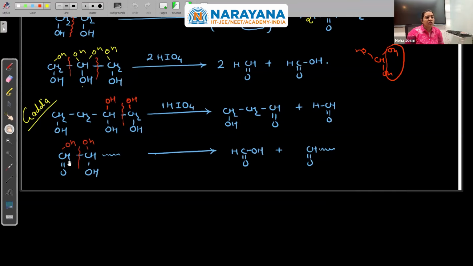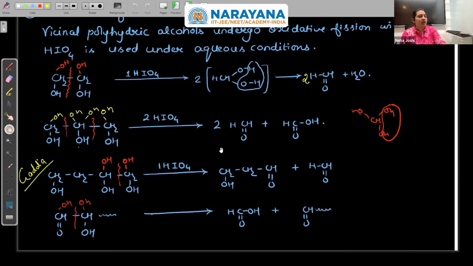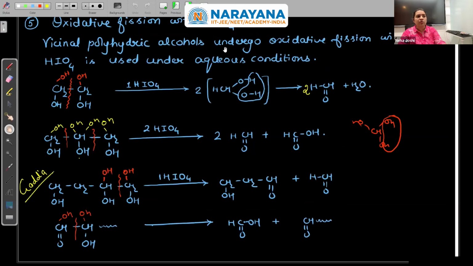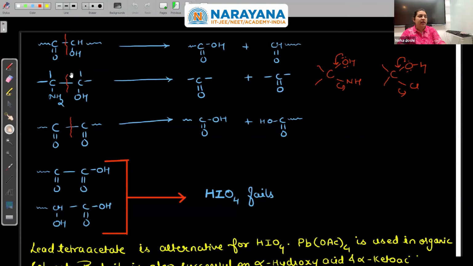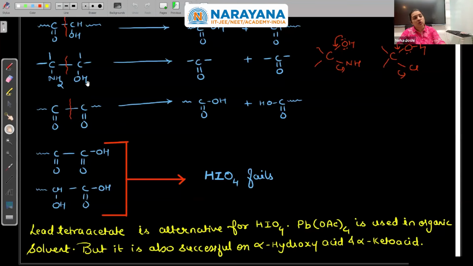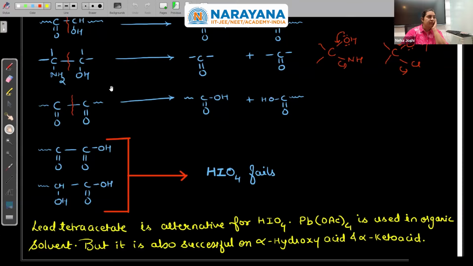Clear? Alpha hydroxy ketones could be there for HIO4 fission. Alpha hydroxy ketones, same way you do it. You add OH, and you get acid and aldehyde. Alpha NH2 positions also you will get. If a molecule has OH and NH2, NH2 is gone, so ketone. Take alpha OH and Cl; then that also forms ketone. That is a fixed thing.